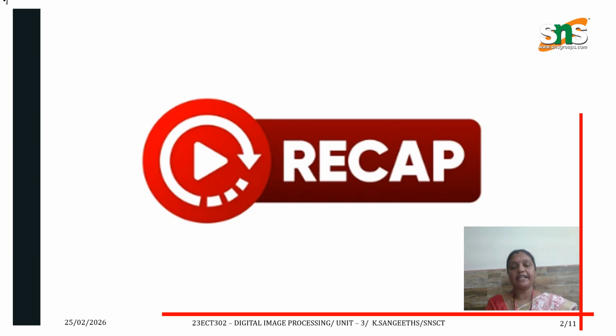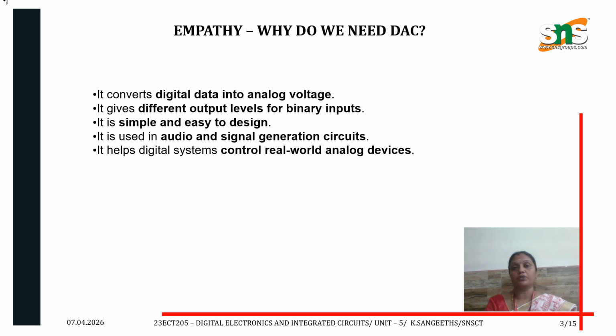And coming to DAC, DAC is a digital to analog converter. It is mainly used in audio systems and communication systems. There are two types of DAC. One is the weighted resistor DAC and the other is the R-2R ladder network. The main parameters are accuracy, resolution and linearity. Let us move on to the topic.